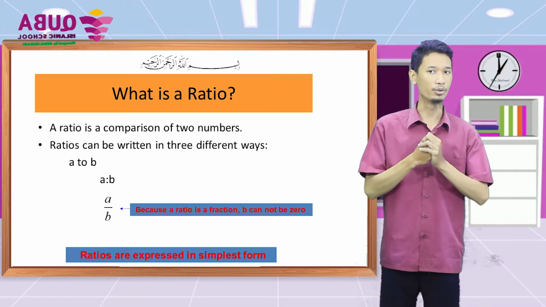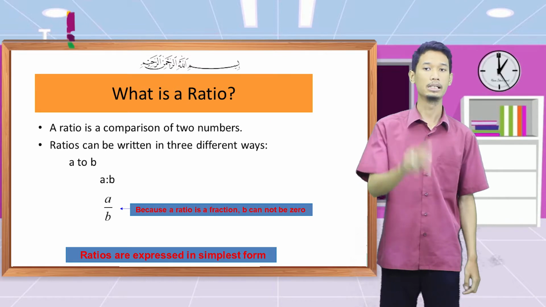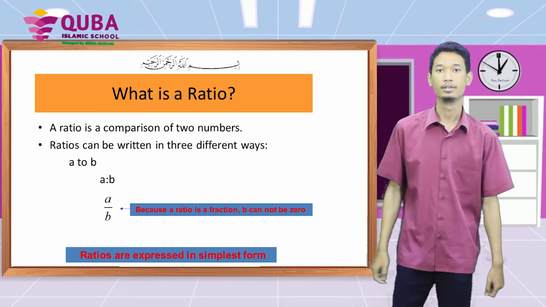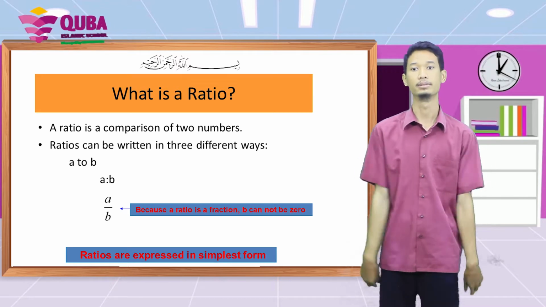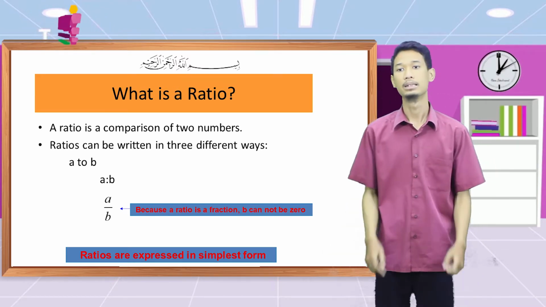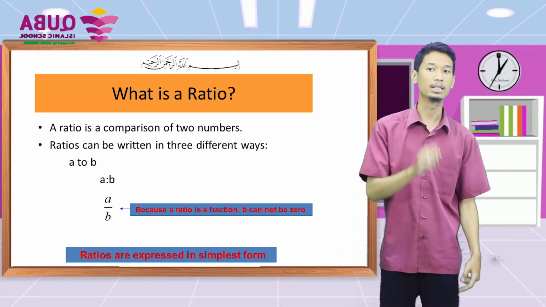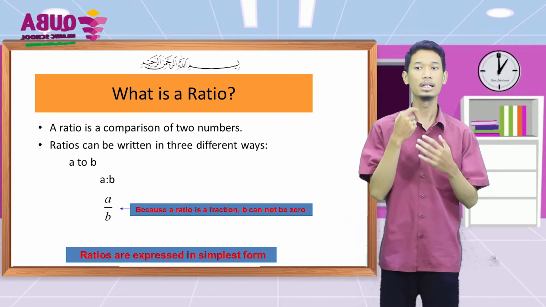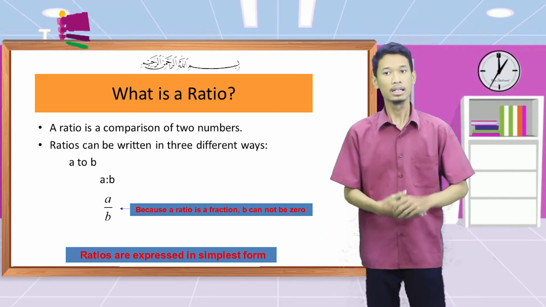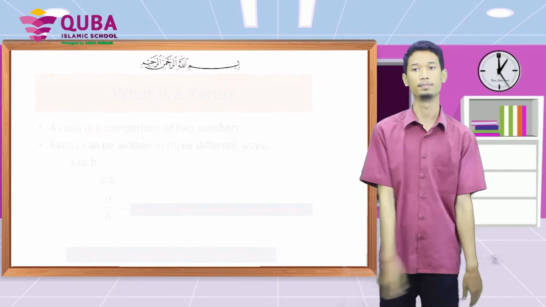1. What is a ratio? A ratio is a comparison of two numbers. Ratio can be written in three different ways. First is A to B. Next is A over B. And then A over B with A on top and B on the bottom. Because a ratio is a fraction, B cannot be 0. Ratios are expressed in the simplest form.